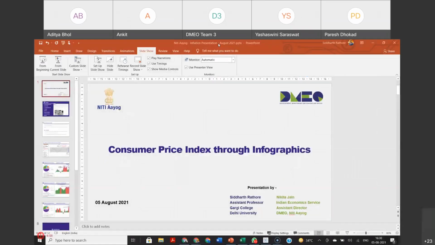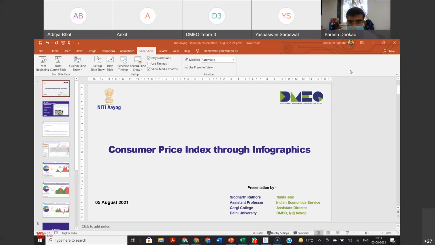Fourth presentation of the research and analysis work series that we have started at DMEO. We are very excited to welcome one of our newest members, Nikita Jain, to present her collaborative work with Mr. Siddharth Rathore, who is currently an associate professor at Delhi University. Together they'll be presenting their work on the uptick in India's headline inflation, a transitory phase. Through their presentation, they'll be discussing how they have utilized recent CPI data and the past inflation trends in India to analyze whether the CPI numbers increased in recent times can be attributed to transitory or persistent factors.